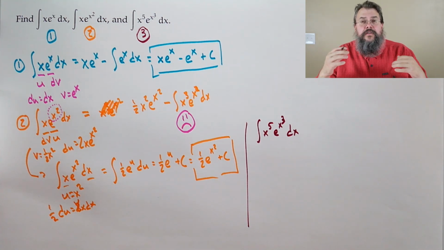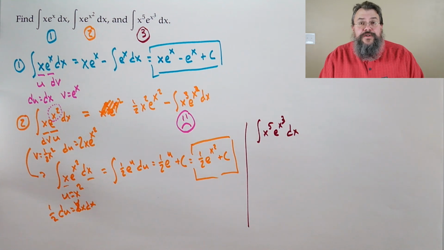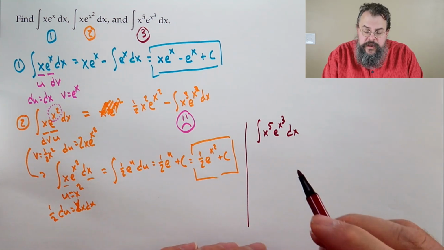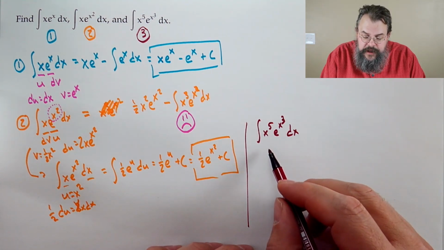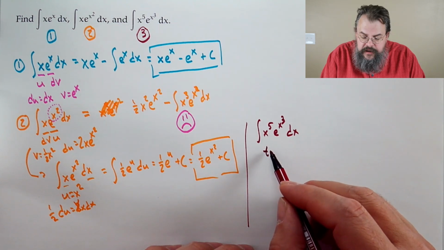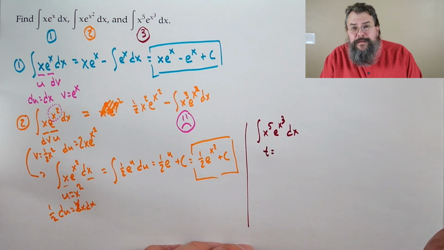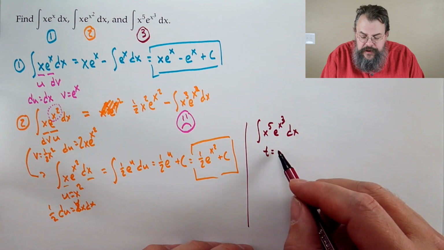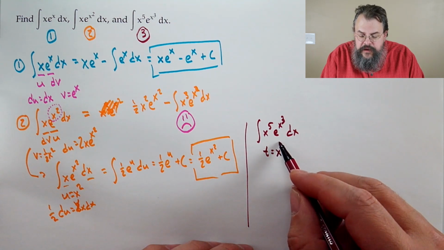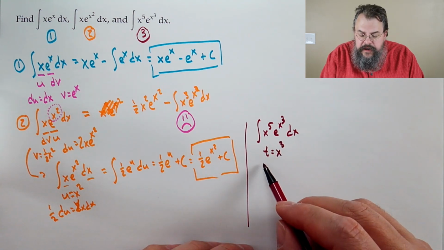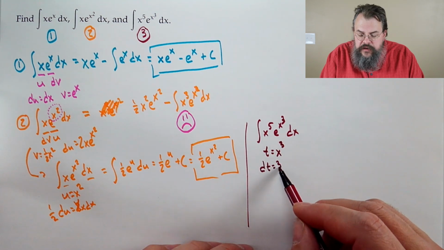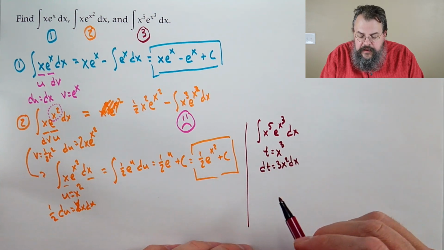That really is crying out, make a substitution. So let's make a substitution. I'm going to choose a symbol. I'm going to choose t. We can use any symbol for substitutions that we want. It doesn't have to be u. So t equals x cubed. Then we have what? dt is 3x squared dx.